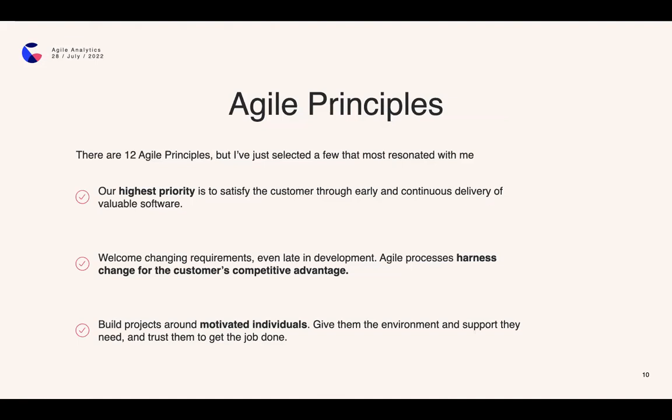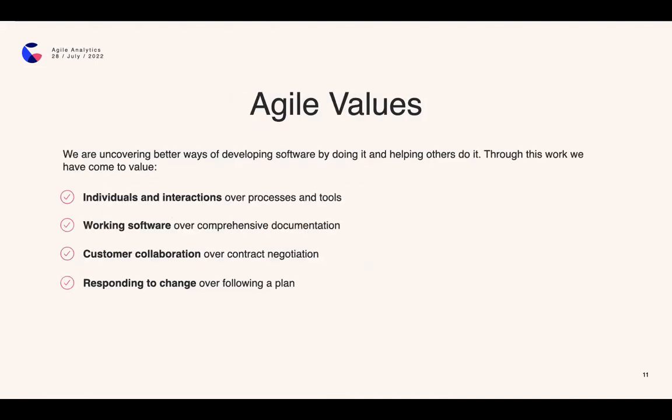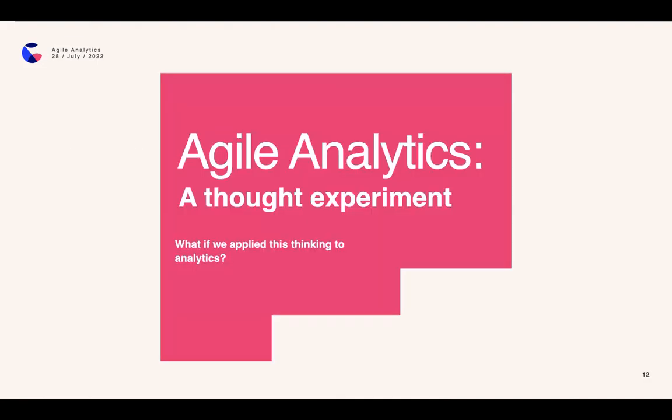I won't go through these. These are basically summarizing what I just said. They came up with a set of values. So I thought, if we just took that idea of Agile, those three concepts, forget about Scrum, forget about everything else, and thought about analytics, could this help us think about what we do differently?